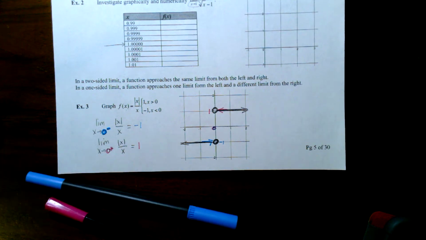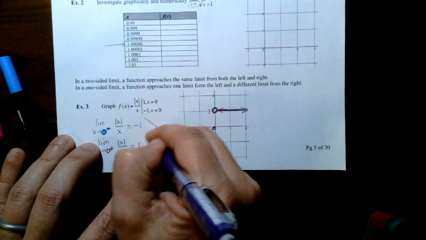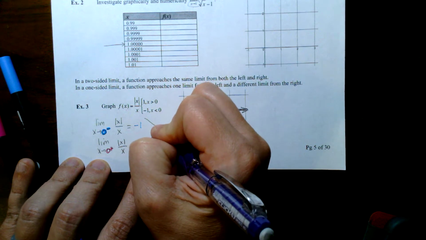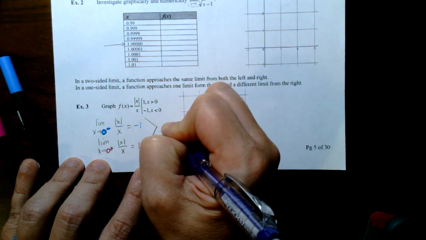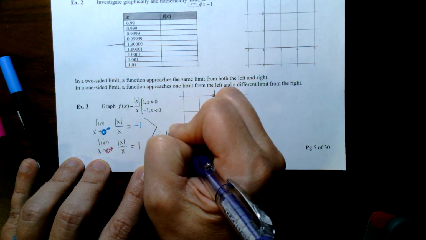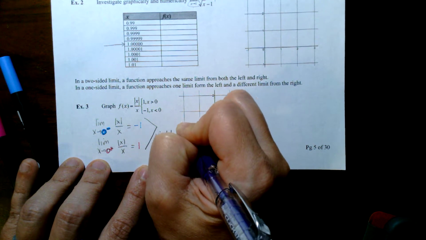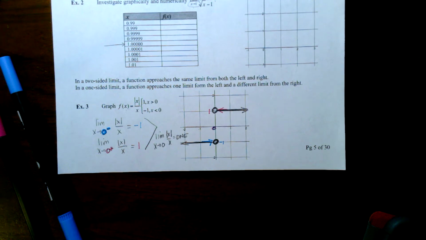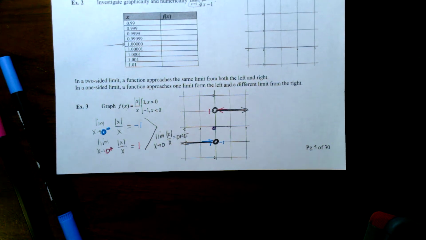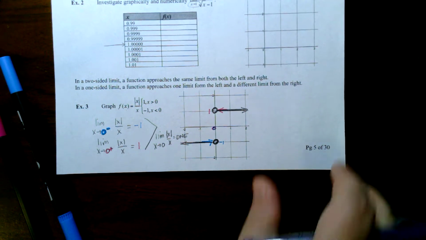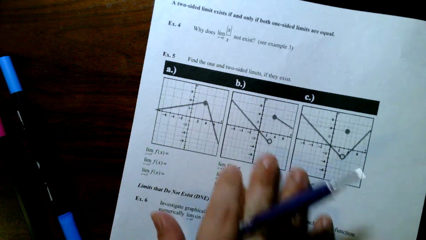Since these are not the same, we can say that the overall limit as x approaches 0 of the absolute value of x over x does not exist. And it doesn't exist because these are not the same value. They must be the same from the left and from the right. Let's do another example. Stay with me.